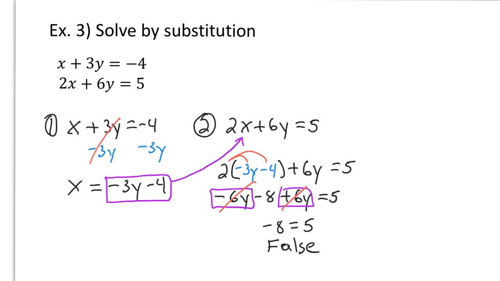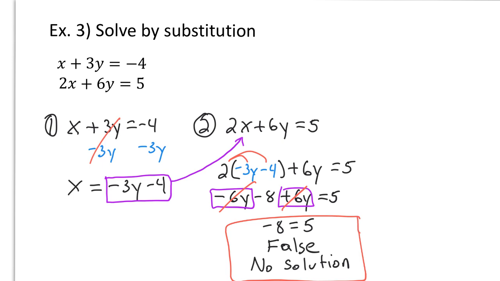So when this happens, when the variables cancel and you get a false statement, we say the answer is no solution, which means if you graph the actual lines, these two equations, they will be parallel. That's what it is. When you have parallel lines, there is no solution. We don't have an x and a y that actually works and gives you a true statement for both equations. So my answer, no solution, because the statement is false when the variables cancel.